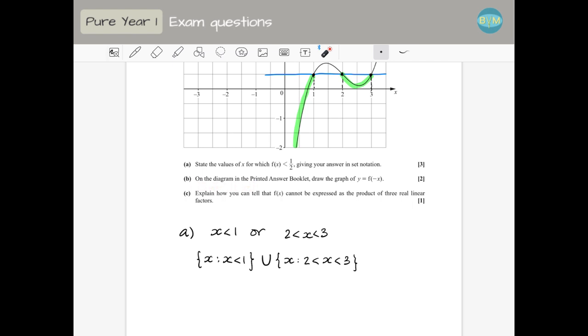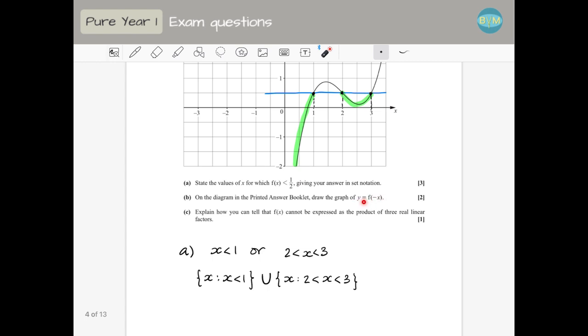Then on the diagram, in the printed answer booklet, draw the graph of f(-x). I'm going to do it here. And I'm going to remind you, if I had -f(x), that's not the case, I'm just reminding you. With this one, what I'm doing is multiplying all my y's, all my function, by minus 1. So all the positive values become negative and all the negative become positive. So I'm reflecting in the x-axis. This transformation is more difficult to understand, so that's why I think it's better to remember this one.